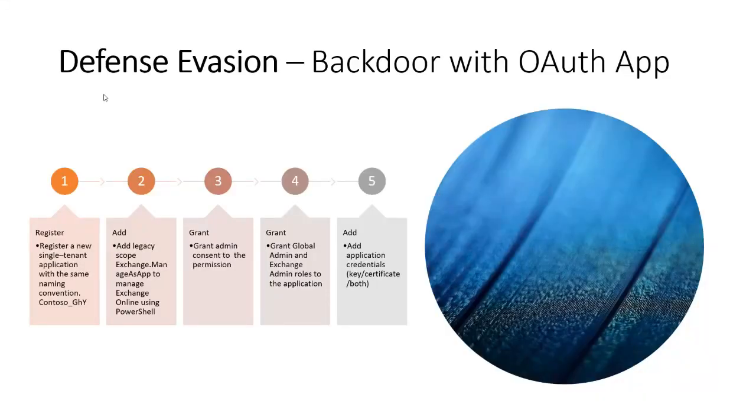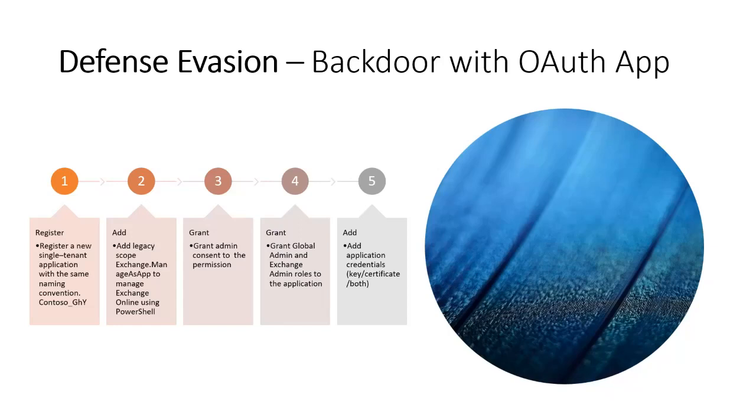So regarding defense evasion in more detail, the backdoor with an OAuth application: how an OAuth application can become a backdoor. Once the actor decides to set up the application, they register an application with a specific naming convention, and then they add specific credentials, Exchange ManageAsApp type of credentials. Those are legacy credentials that are not accessible through the UI, but they have to be set through the manifest. They grant admin consent permissions to that specific application.